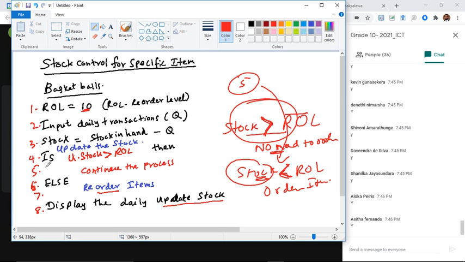Okay, good. Type your names also to take the attendance. Just copy down this one. Copy down. Just type your names to take the register.